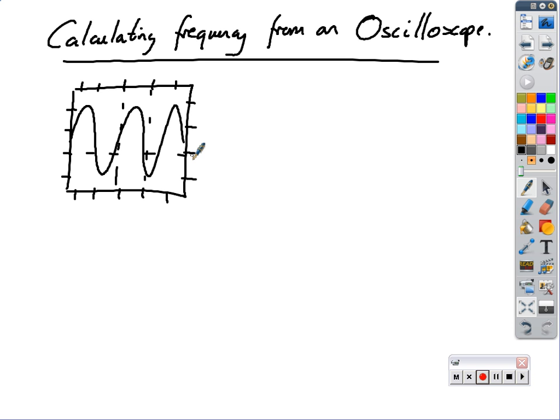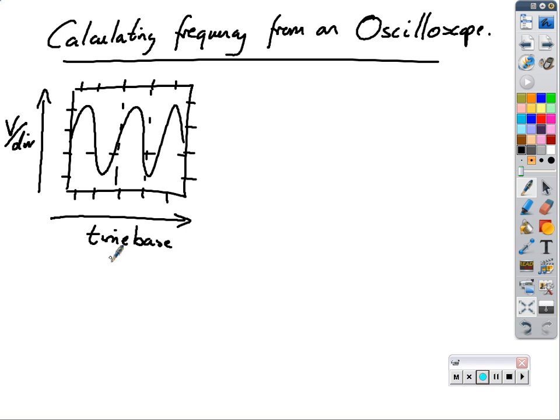Now, the oscilloscope's only going to tell you 2 things. It's going to tell you the value of these segments, and it's going to tell you the value of these segments here. Okay? The ones on the left are the volts per division, and the ones on the bottom are the time base, which essentially is the number of seconds per division. So, 2 pieces of information, and you're normally given a dial.